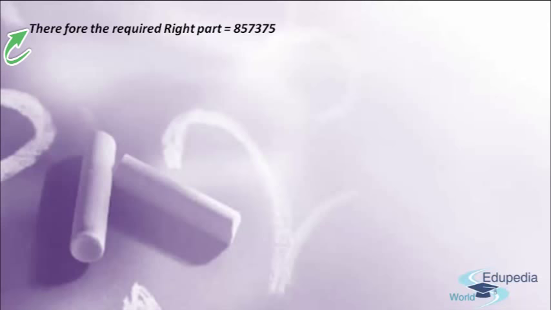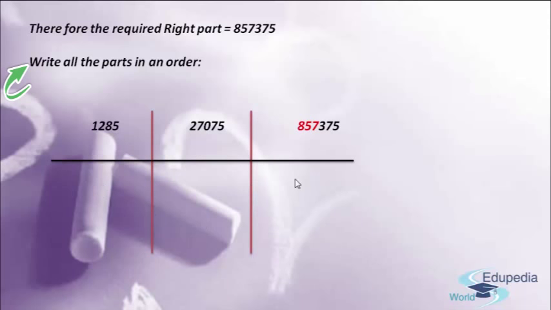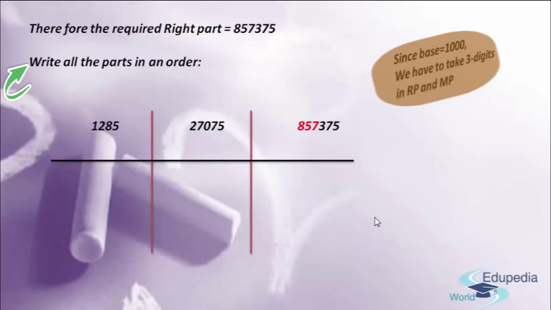Now, after finding all the parts, that is the left part, the middle part, and the right part, let us write all these parts in an order like this. So here I have written the left part, the middle part, and the right part. And we have to place some horizontal and vertical bars like this. So friends, I think you know that we are finding the cube of a 4-digit number, and the base what we have taken here is 1000. So therefore, we have to take only 3 digits in right part as well as in middle part. But in the left part, we can have as many digits as we want.